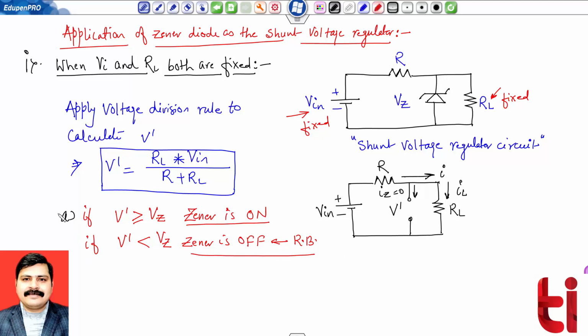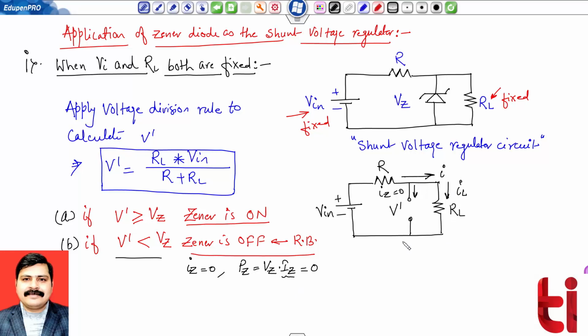So I'm writing this is A and this is B. As I have mentioned over here the case B, let us discuss this case B first. In this situation, you can check the value of IZ equals 0. If IZ equals 0, what about PZ? PZ is my VZ times IZ. As IZ is 0, this quantity will also be 0.